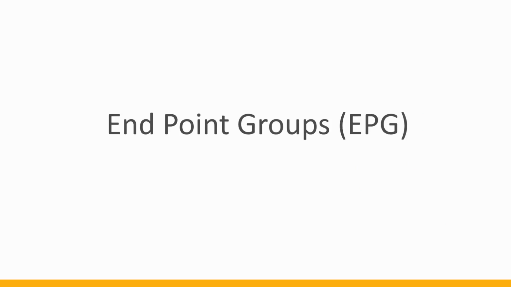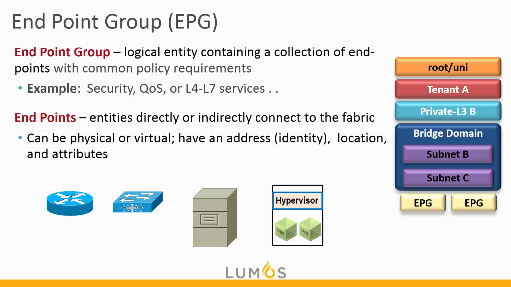So now let's talk about endpoint groups. Endpoint groups, or EPGs, are logical entities containing a collection of endpoints that desire the same common policy requirements. So for instance, the same ACLs or ports between them, the same QoS, or the same layer 4 through layer 7 services instantiated between 2 EPGs. Now, not necessarily everything inside of one EPG has to have the same contract to everyone, or the same security policy, the same ACL, the same QoS, or the same firewall or load balancer instantiated.